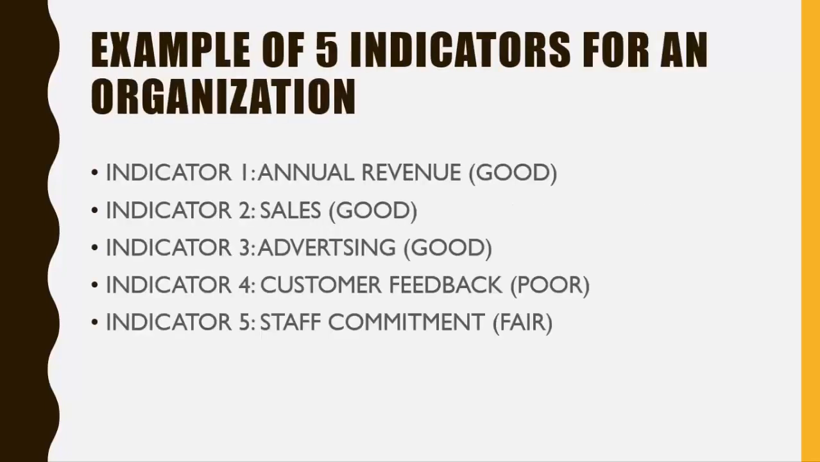Here is a practical example of 5 indicators for an organization. As you can see, there's indicator 1, which is annual revenue, indicator 2, which is sales, 3 is advertising, 4 is customer feedback, and 5 is staff commitment. This is just a hypothetical example of indicators that a company could be tracking. From the onset, it is not hard to see where the weaknesses are. However, you can appreciate why having indicators can help you spot where you may not be performing better.